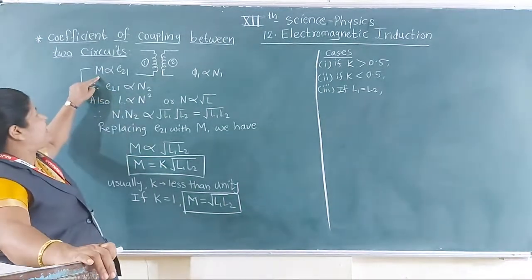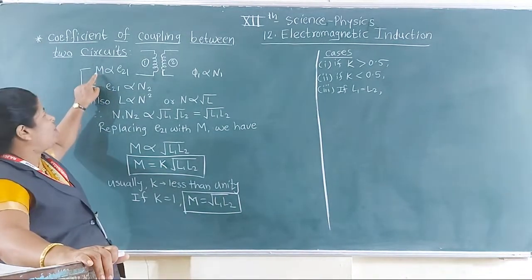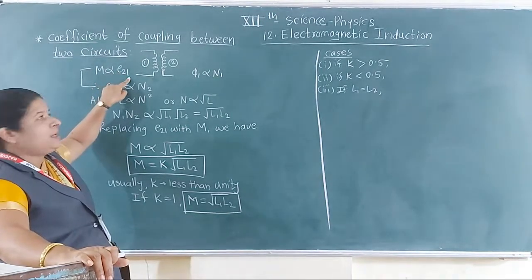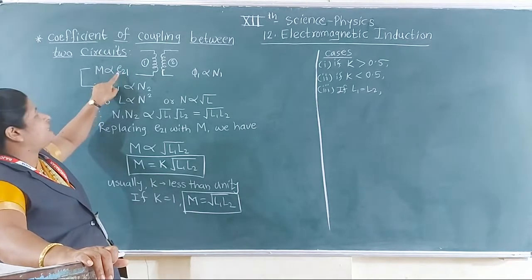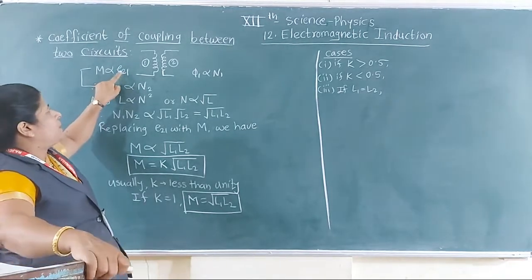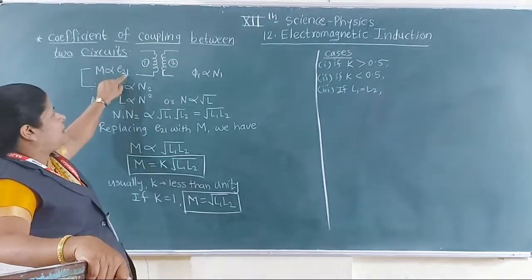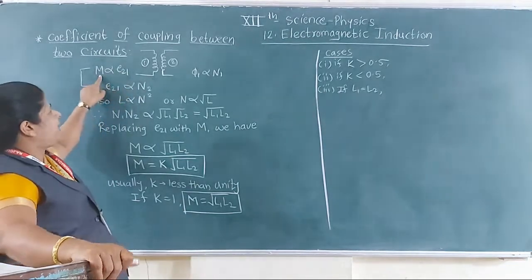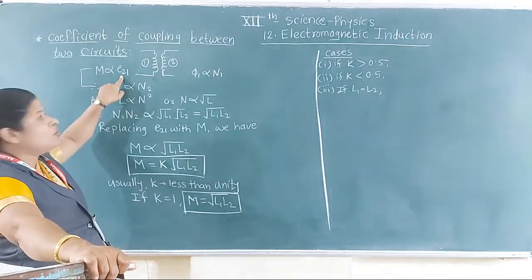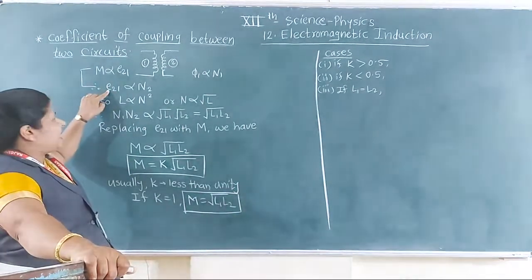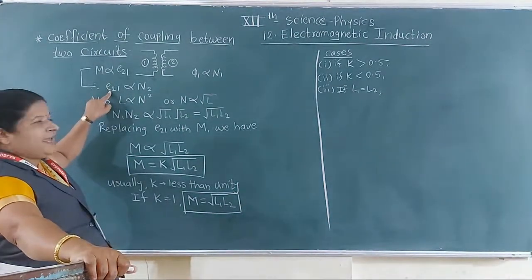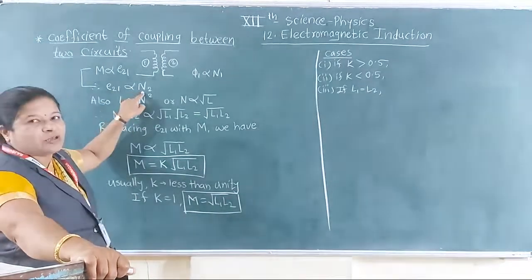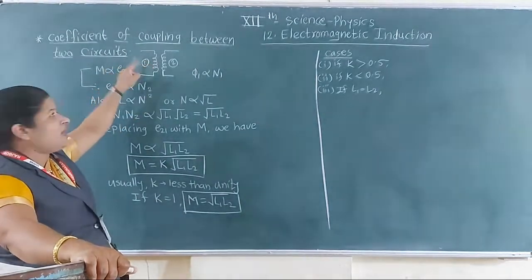We get the equation: the coefficient of mutual inductance M is directly proportional to E2 1. In the previous lecture, E2 1 means the induced EMF in coil 2 due to coil 1. So M is directly proportional to E2 1, and again we get the equation that induced EMF is directly proportional to the number of turns of the coil.